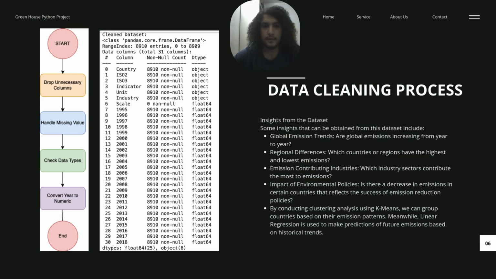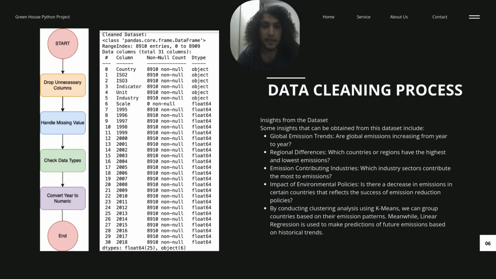Hi, so basically in this slide, I will guide you through our data cleaning process. First we start with raw data containing emission data from various countries and years. Our initial task involved dropping unnecessary columns to simplify our analysis. Next, we handle any missing values to ensure data integrity. Then we also check the data types and convert year to numerical format for easier analysis. By the end of this stage, our data is clean and ready for deeper insight.